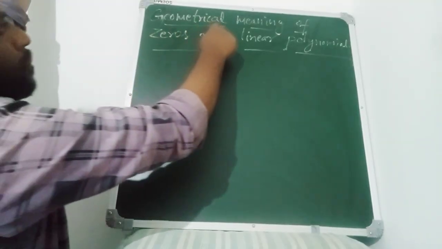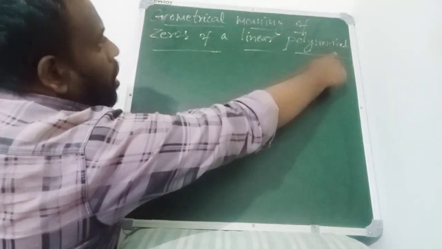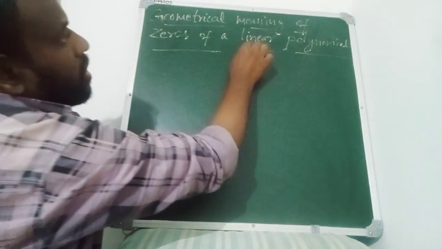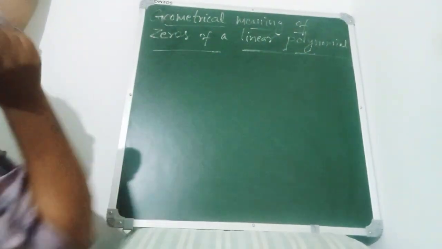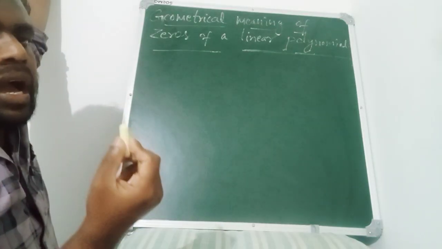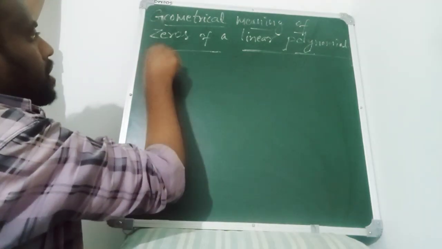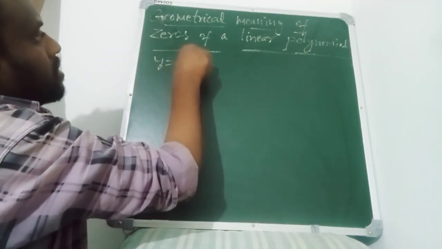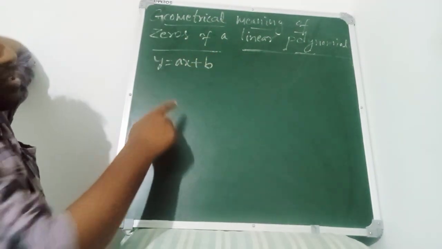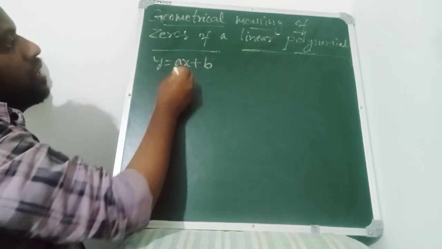Yeah, geometrical meaning of zeros of a linear polynomial. First, I will take a linear polynomial. What is a linear polynomial? I will write the general form of a linear polynomial: y is equal to ax plus b. This is the general form of a linear polynomial.